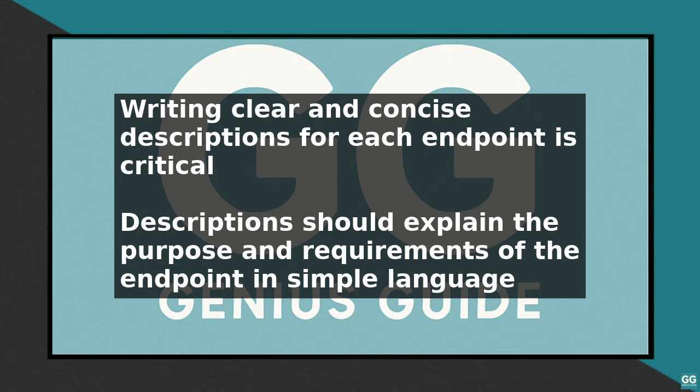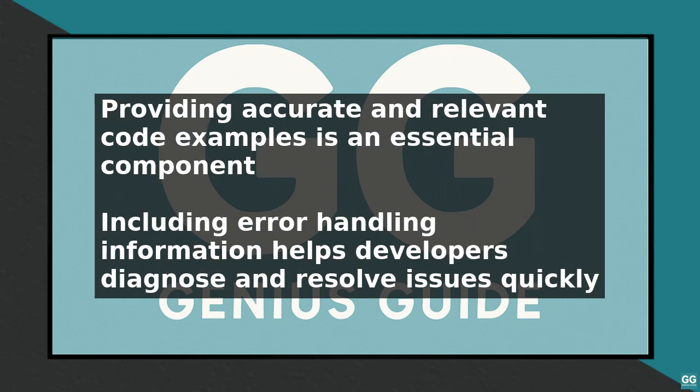Best practices for Revolut API documentation. There are several best practices that can help create high-quality Revolut API documentation. These include using a consistent tone and style throughout the documentation, providing accurate and up-to-date information, and using clear and concise language. The documentation should also be regularly reviewed and updated to ensure it remains relevant and effective.